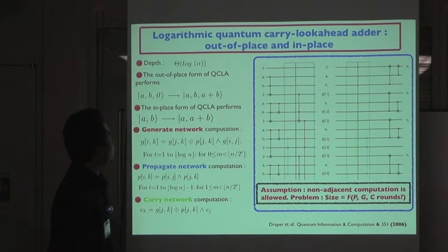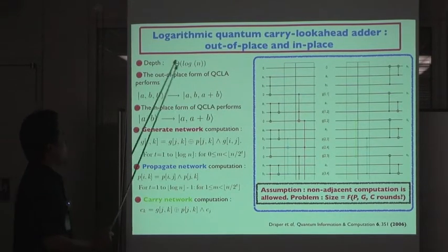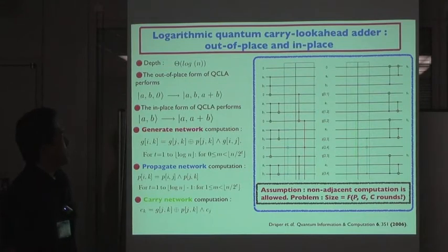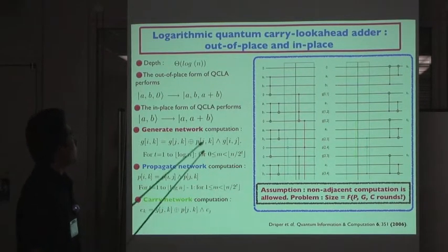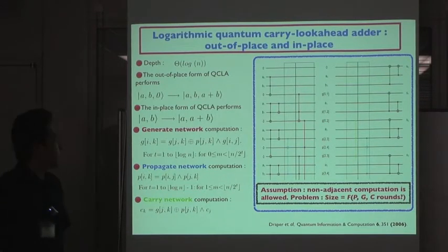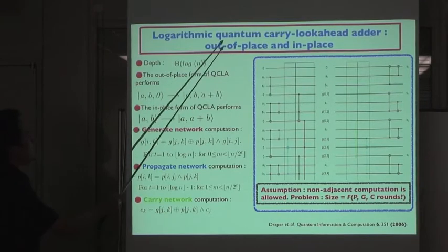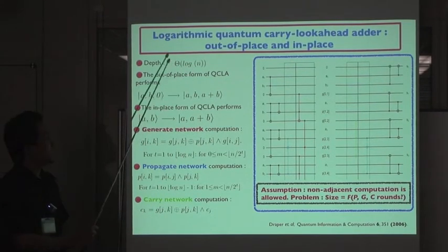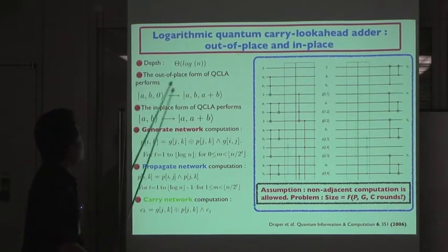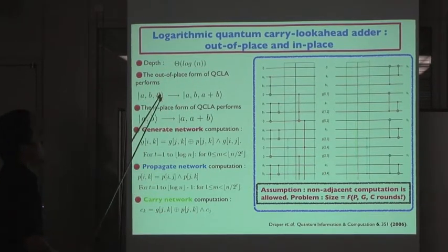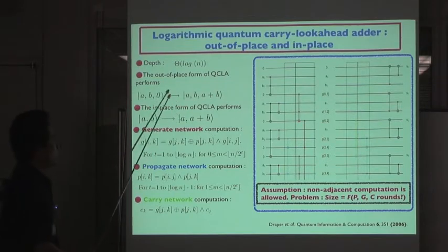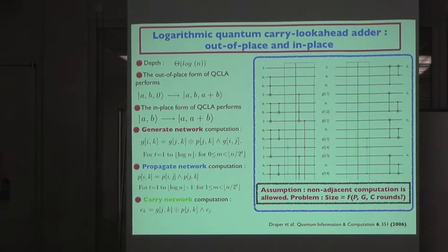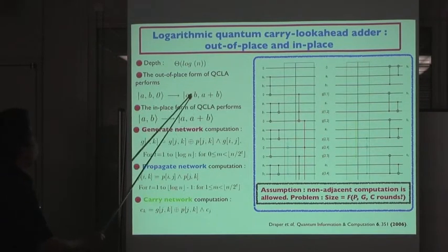Next, the idea which will be involved in this work is the logarithmic quantum carrier lookahead adder. There are two types of quantum carrier lookahead adder: firstly, out of place and in place. The advantage of the KCLA is that the depth of this circuit is logarithmic, so the big theta is logarithmic. This is the task of the out of place KCLA. In the KCLA we need the ancilla to perform the unitary transformation, but for the in place we don't need the ancillas.